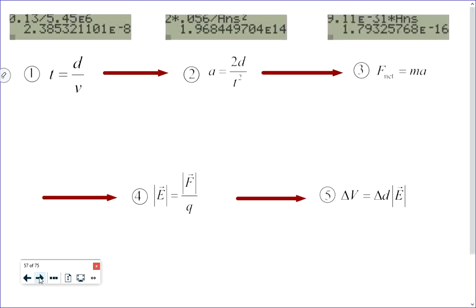So I'll reveal now that my acceleration ends up being 1.97 times 10 to the 14 meters per second squared. When I multiply by the mass of the electron, that's what I get for the force.